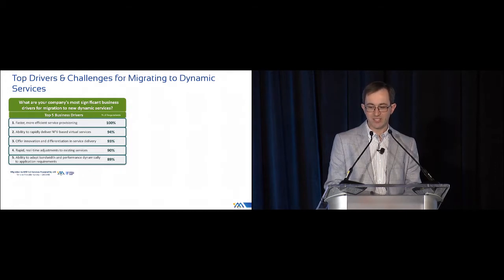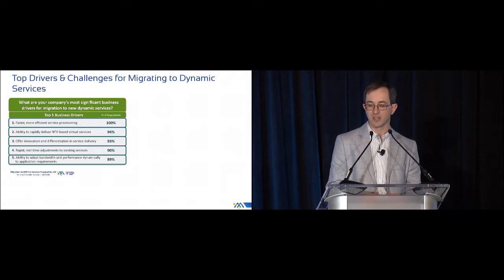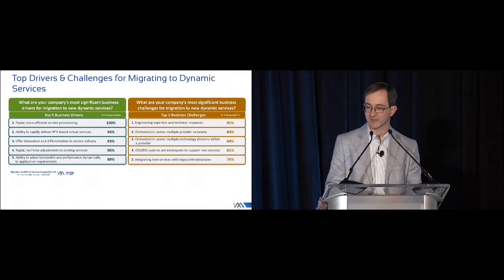And you can see the other things around there are all really to do with orchestration and automation. So being able to offer different services, new services, being able to rapidly roll out new services, being able to make rapid adjustments to existing services, allow your subscribers to dynamically change aspects of the service, bandwidth or class of service, or performance objectives. These are all in the top drivers for service providers, and that's all around orchestration and automation.